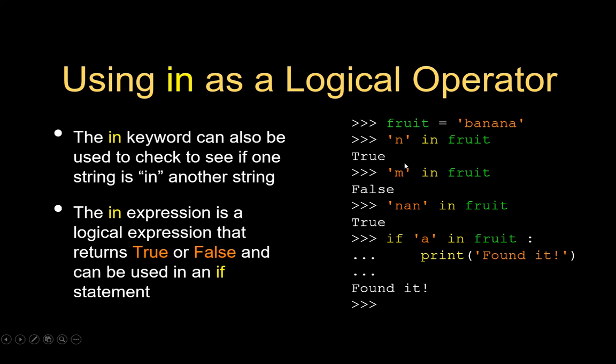And here we use the same concept in an if statement. So if character a exists in fruit, we're going to print found it. And because this is a true statement, we do have a in our string, we're going to come to this block and we're going to run this print, and the output would be found it. So here we use in as a logical operator.